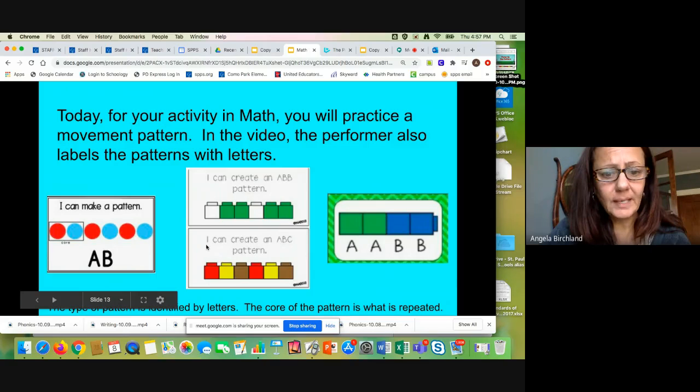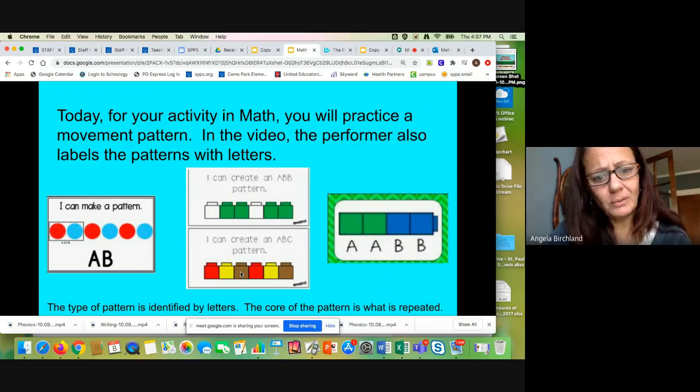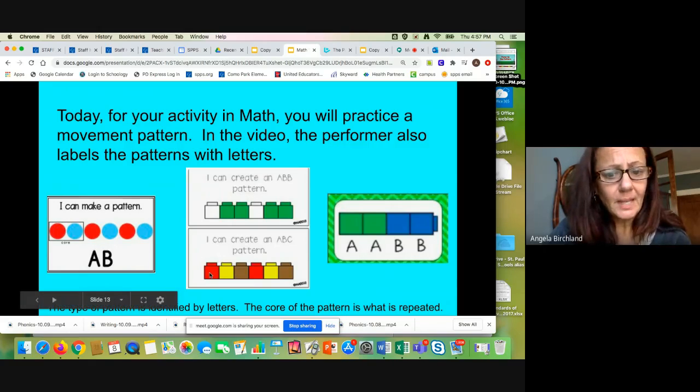Here's another one. I can create an A, B, C pattern. This pattern has a core with 3 parts to it. The core is red, yellow, brown. That's what repeats. And each of those is different. So then we go a little further in the alphabet. A, B, C. A, B, C.